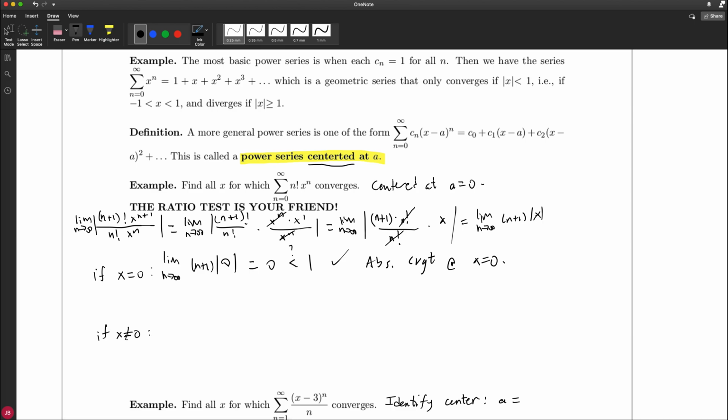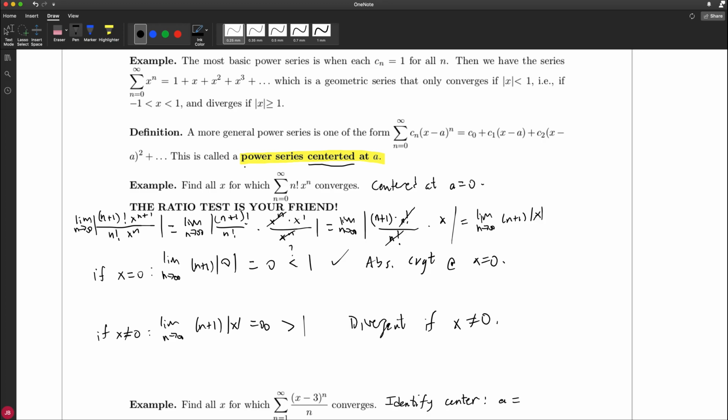And now if x is non-zero, then notice the absolute value of x will be strictly positive, and you keep multiplying by larger and larger numbers as n gets larger, and so that's actually going to go to positive infinity. So the limit as n goes to infinity of n plus 1 times the absolute value of x will be positive infinity, which is definitely bigger than 1, right? And so this is divergent if x is non-zero.